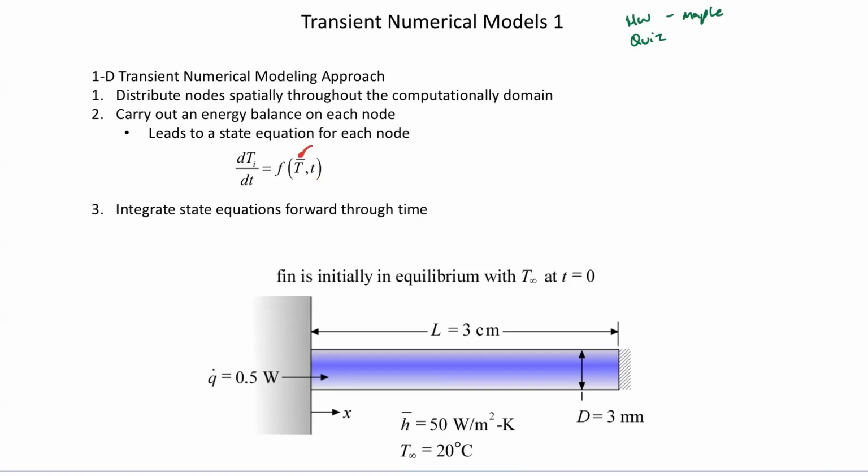This T bar here, T bar is a vector of temperatures. Don't get confused. That's not average temperature. It's a vector of temperatures. Okay, so we have a vector of temperatures, one value for each node. Okay. So we compute the state equations for each node, and then step 3 here, we integrate the state equations moving forward through time. And so once you set up the problem and you've figured out how to calculate the dT/dt for each node, then it's just choosing the right technique.